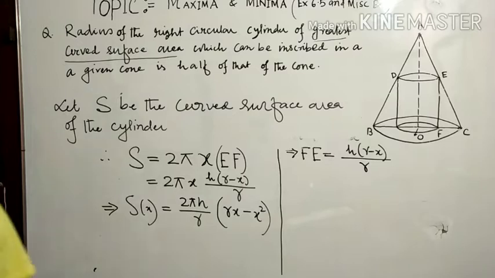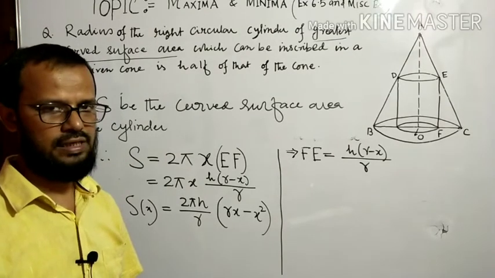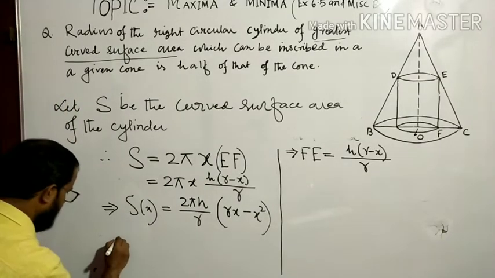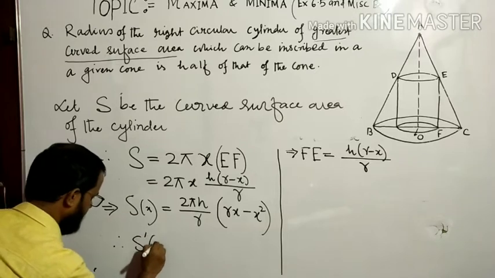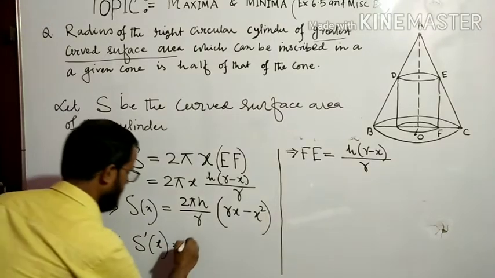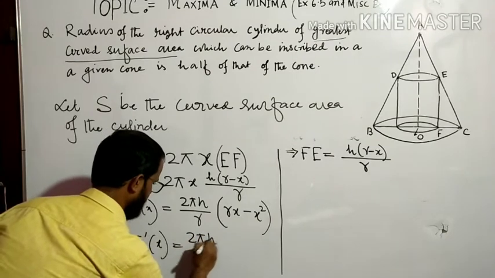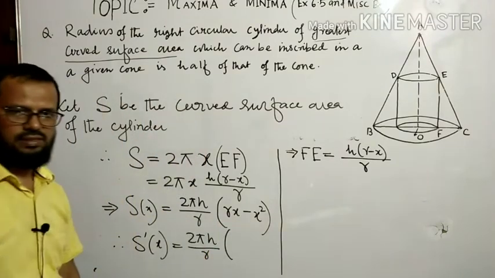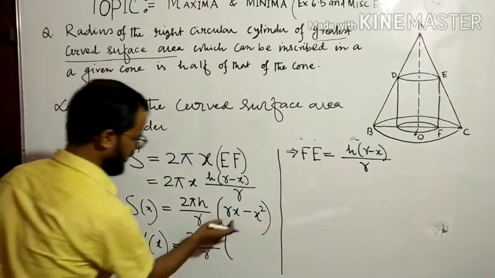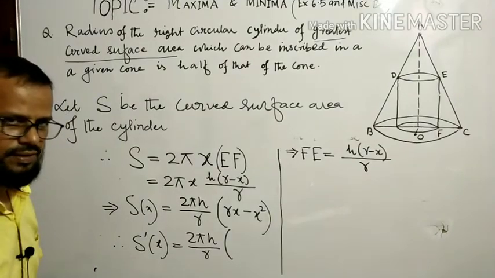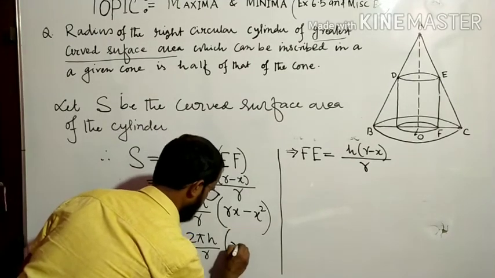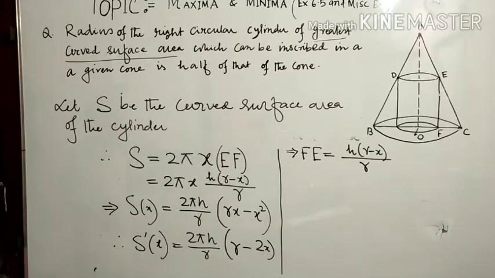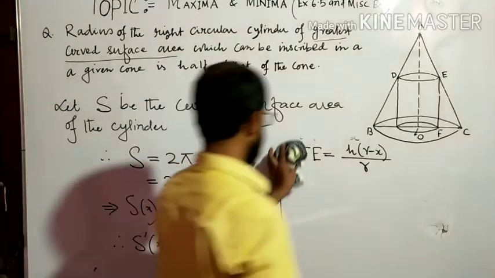Now to get the maximum or minimum value, that is, greatest means you are going to find the maximum, so you have to take the derivative. So you have to find S dash x. 2 pi H divided by R is a constant quantity. Now the derivative of R x: R is a constant and x is a variable, so you have to differentiate x. Derivative of x is equal to 1. d/dx of x is 1. So R into 1 is R. And the derivative of x square is twice x.